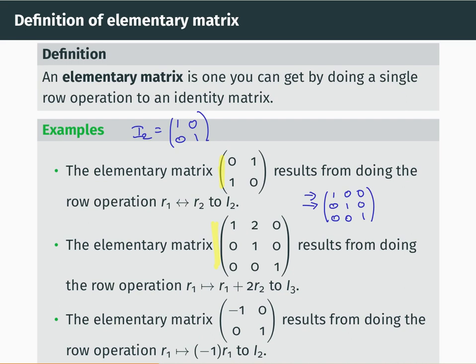Finally, if you take the 2 by 2 identity matrix and you do the row operation which multiplies row 1 by minus 1, what you get is this matrix here. So these 3 things are examples of elementary matrices. Elementary matrices are what you get if you do a single row operation to an identity matrix.